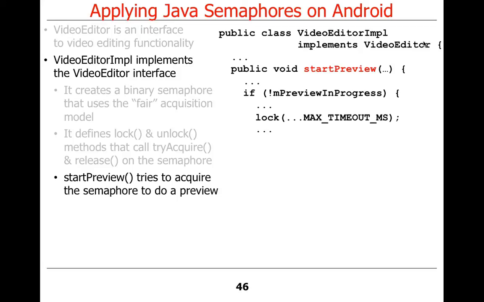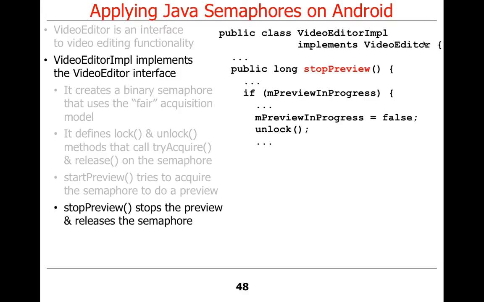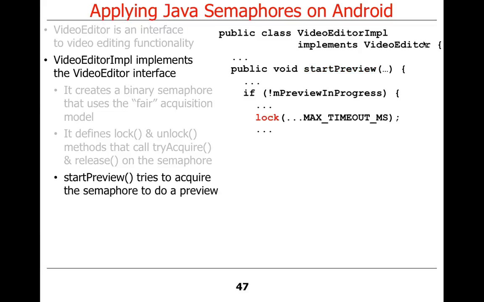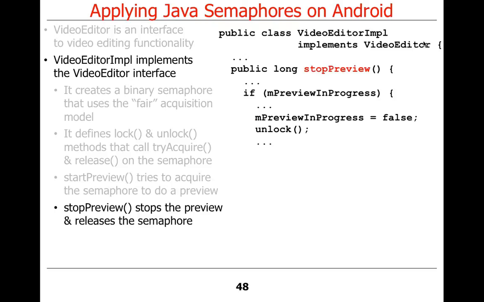Then there's a method called start preview, which starts a preview. As you can see, if the preview is not in progress, we go ahead and become the exclusive owner of this thing. And then we go ahead and preview. There's a bunch of things you do when you preview. You can do overlays, transparency, and other kinds of things, transitions and stuff like that. And then when you're done, somebody calls stop preview. What stop preview does is, if there's a preview in progress, it stops it, sets it to false, and unlocks the semaphore so somebody else can go.